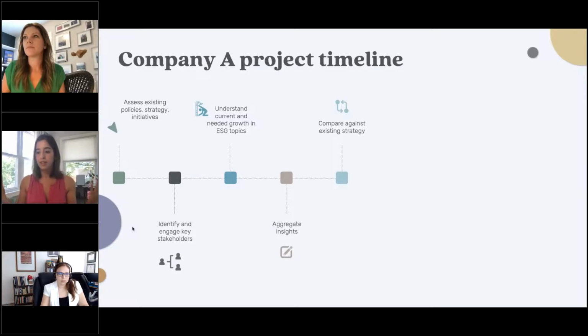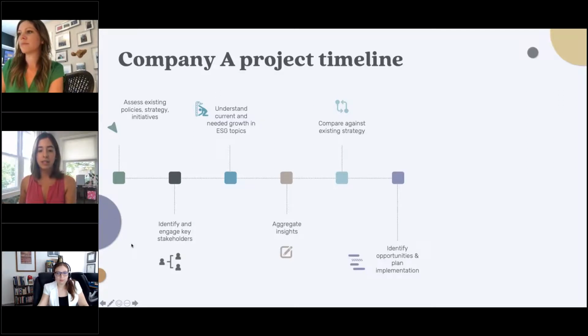Your CEO just released a letter committing to something specific that has to do with ESG strategy. You want to make sure that everything that you just got out of the door, or you're planning on getting out of the door, does not collide with what you have found so far as you aggregate the insights. Then the next step would be to identify opportunities and plan implementation of those opportunities.